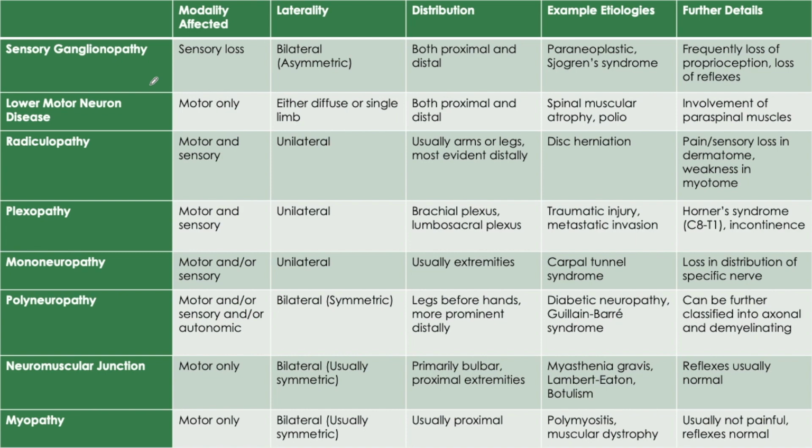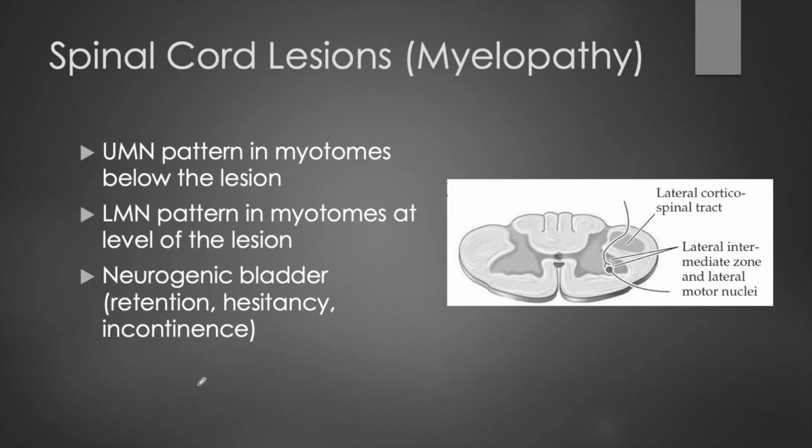Polyneuropathies can involve a lot of different modalities and can be further classified into axonal neuropathies and demyelinating neuropathies. Neuromuscular junction diseases occur bilaterally, usually symmetric, with normal reflexes. Myopathies result in motor loss, and reflexes are also usually normal. Moving on to central nervous system diseases. Lesions in the spinal cord produce recognizable syndromes of weakness and sensory loss.